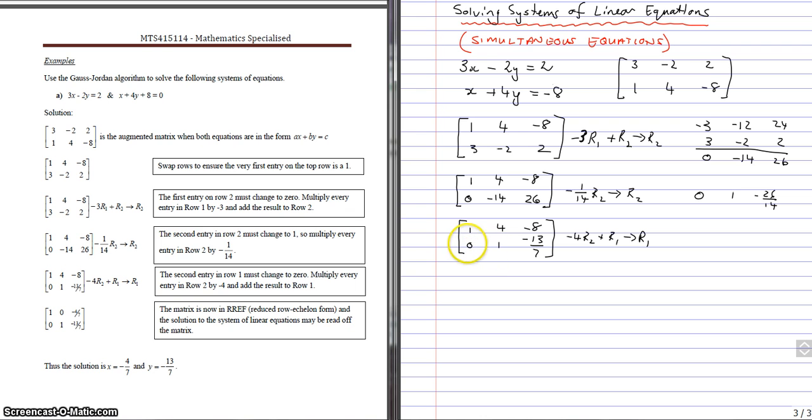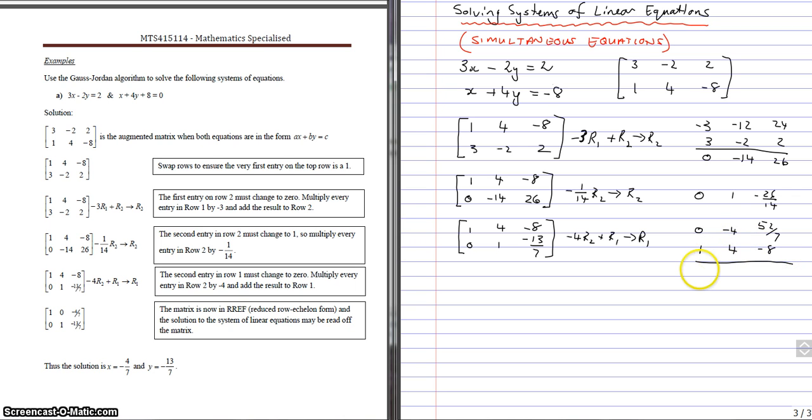Now you'll notice that by doing that, the 0 stays as 0 when we multiply it by negative 4, and when we add 0 to 1, it stays as 1. So the 1's not going to change in this operation, only every other element. Okay, so 0 times negative 4 is 0, 1 times negative 4 is negative 4, and negative 4 times negative 13 over 7 will be positive 52 over 7. Okay, we need to add those to our row 1, which is 1, 4, and negative 8.